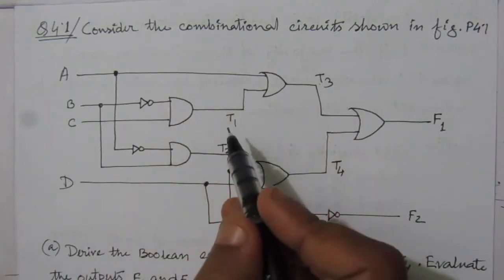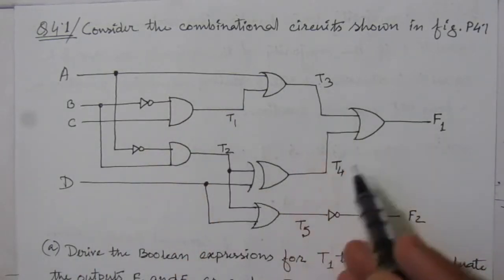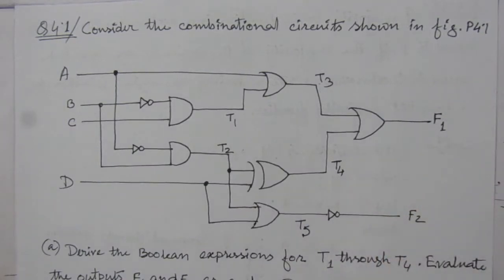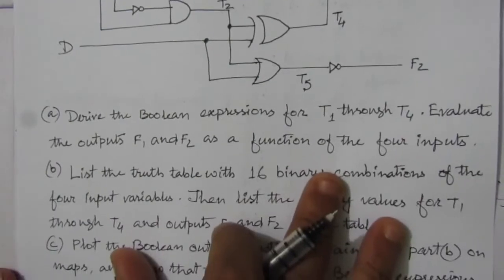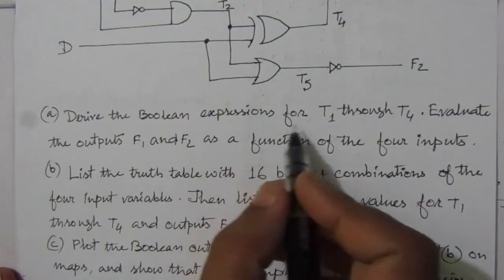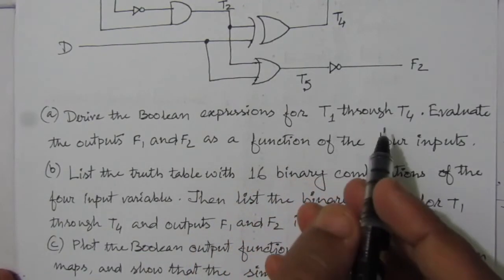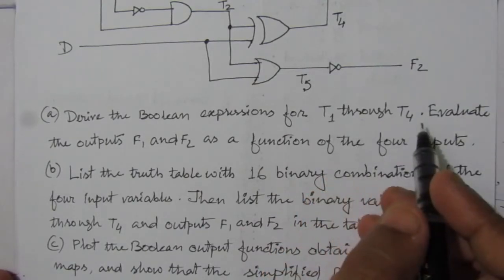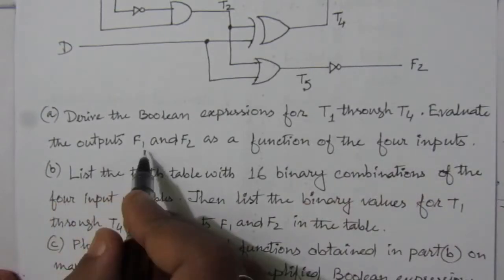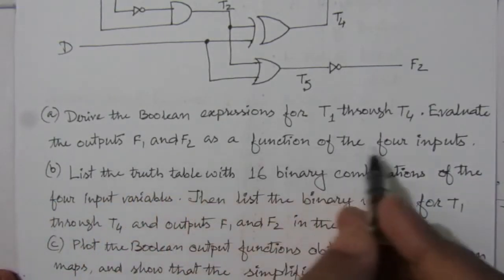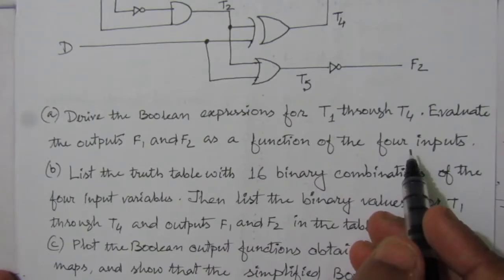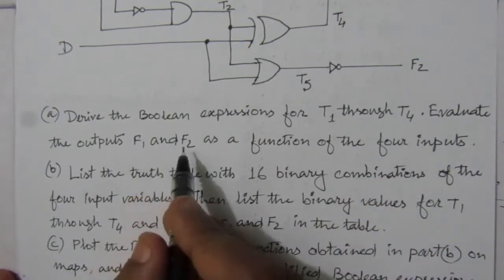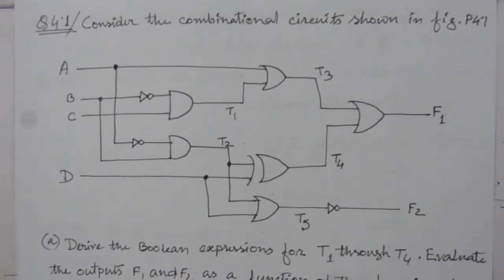Here we are given some wires T1, T2, T3, T4 and T5, and the outputs are F1 and F2. Now the problems are given below. First of all, we have to derive the Boolean expressions for T1 to T4. Then we have to evaluate the outputs F1 and F2 as a function of the four inputs. That means after finding T1, T2, T3 and T4, we have to find F1 and F2. This is the circuit given, so let us find out.